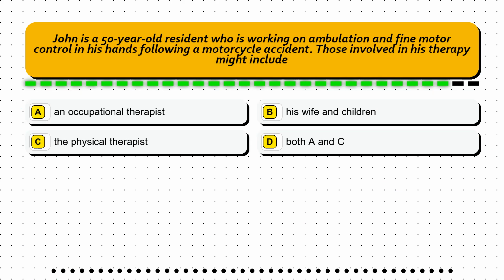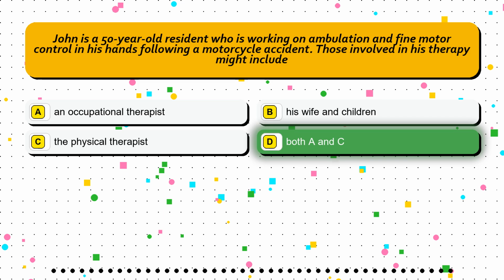Question 16. John is a 50-year-old resident who is working on ambulation and fine motor control in his hands following a motorcycle accident. Those involved in his therapy might include: Option A, an occupational therapist. Option B, his wife and children. Option C, the physical therapist. Option D, both A and C.